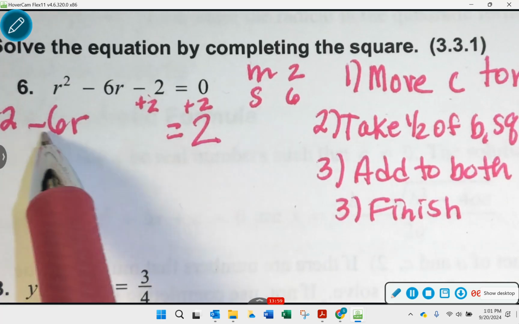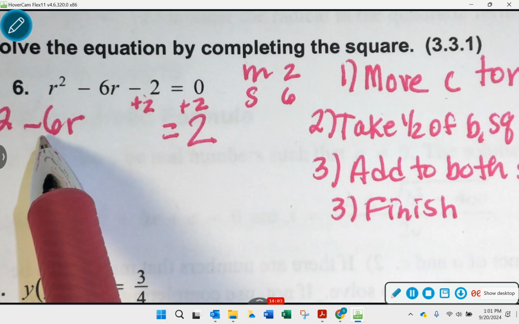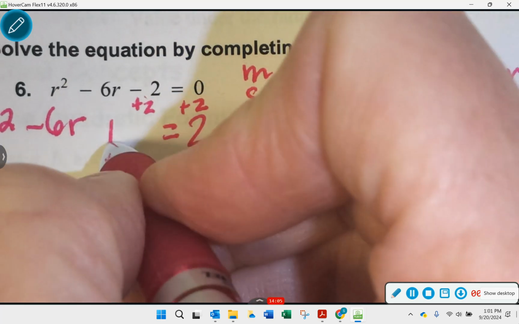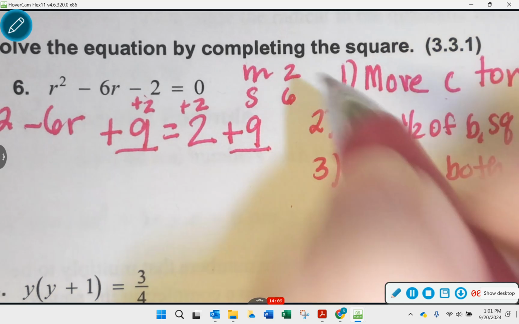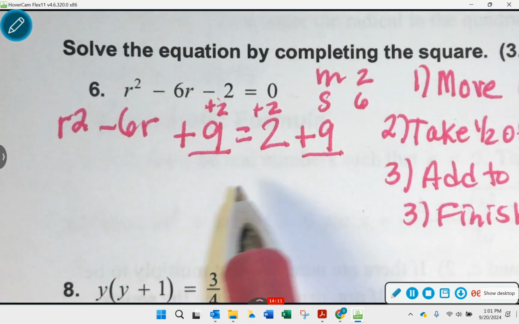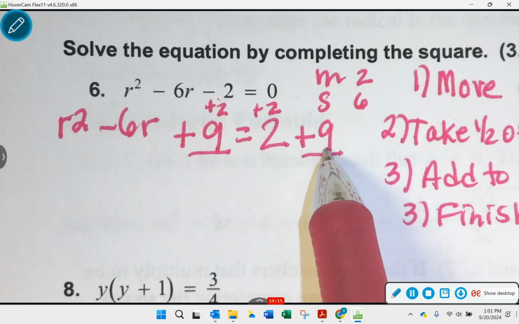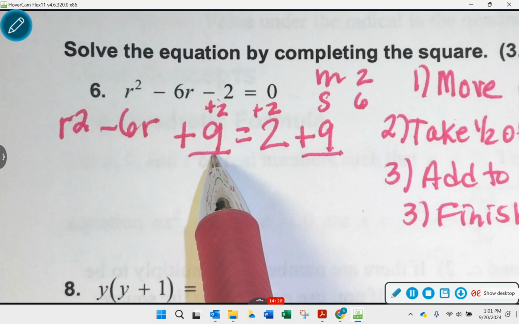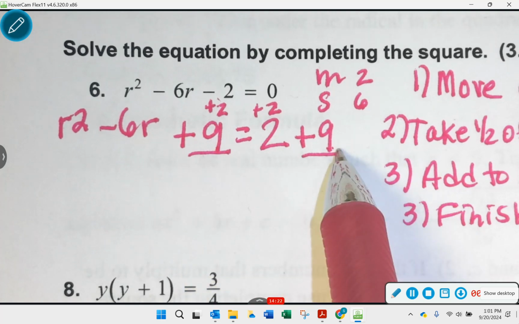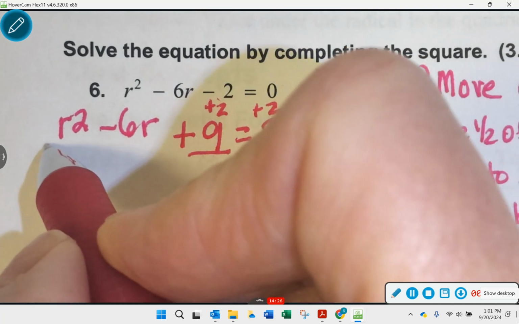All right, so what is half of negative 6? Square it. So I'm going to add 9 to the left side, and I'm going to add 9 to the right side. If you start missing these problems, it's probably because you forget to add that to the right side. But whatever we do to one side of the equation, we must do to the other side of the equation to keep it equivalent. All right, now we just finish the problem.